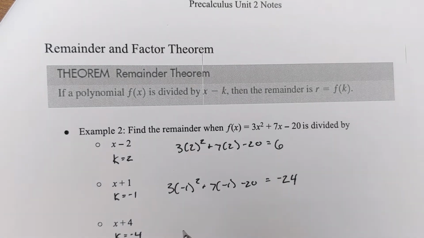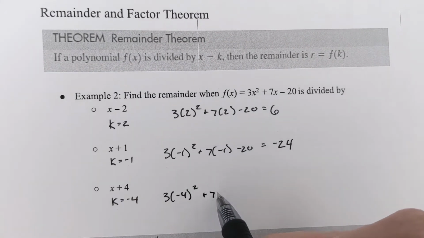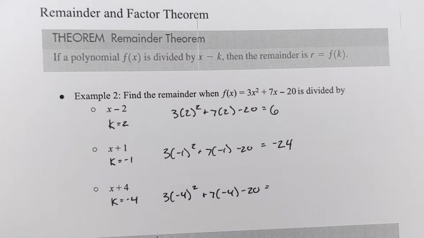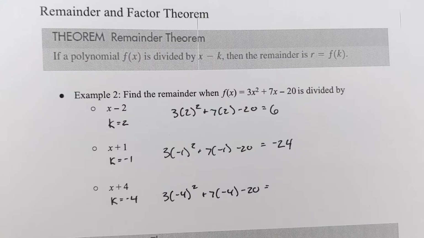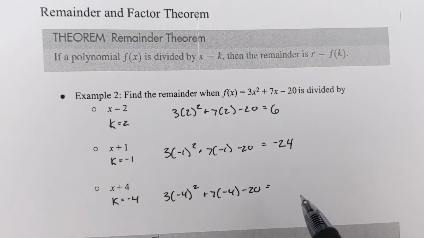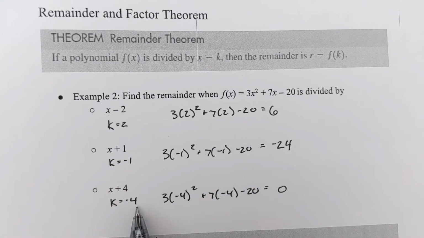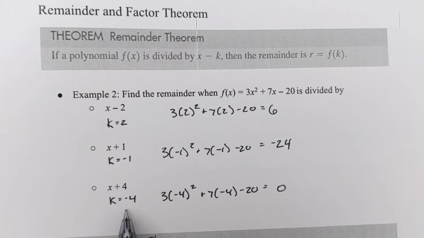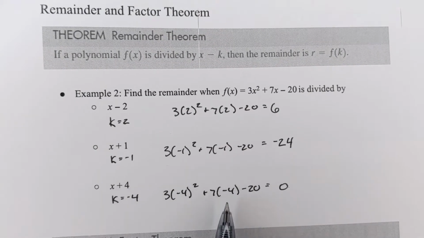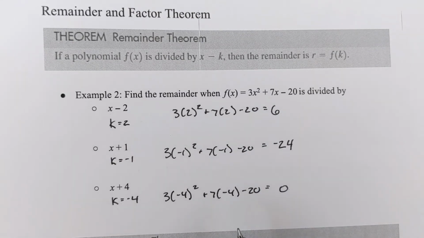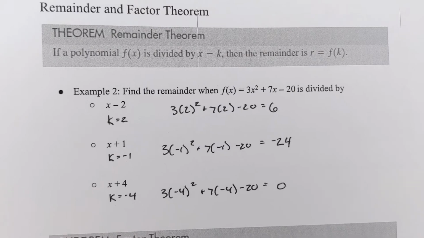And then the last one, if we plug negative 4 in, 3 times negative 4 squared plus 7 times negative 4 minus 20. So that's 3 times 16 minus 28 minus 20, which is 0. Now, since this last one is 0, that means this is a solution to the equation. So x plus 4 is a factor of 3x squared plus 7x minus 20. It goes in evenly because it has no remainder.